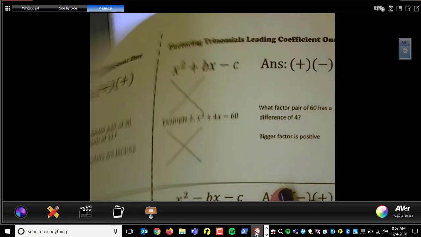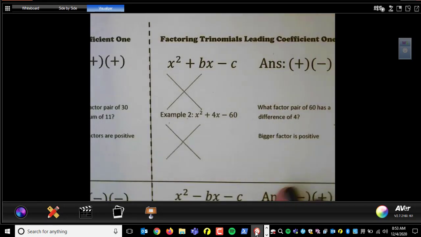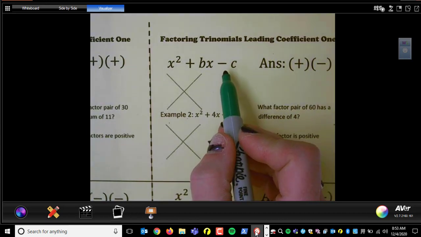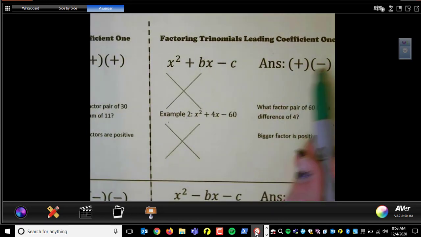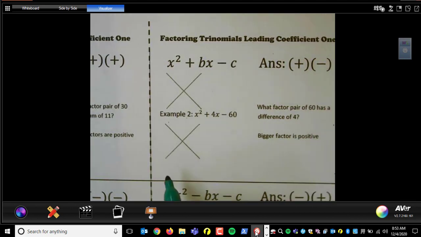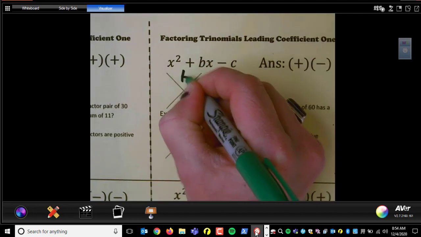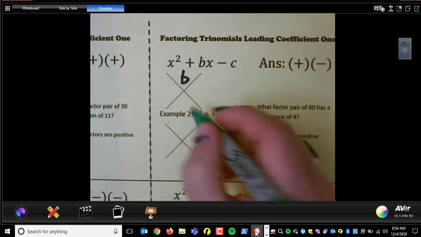This time the middle term is positive, but our last term is negative. So you can see our answer is going to be plus minus. So we've got to think a little bit differently on this one. So let's get everything filled in. We're going to have B. We'll have minus C here.